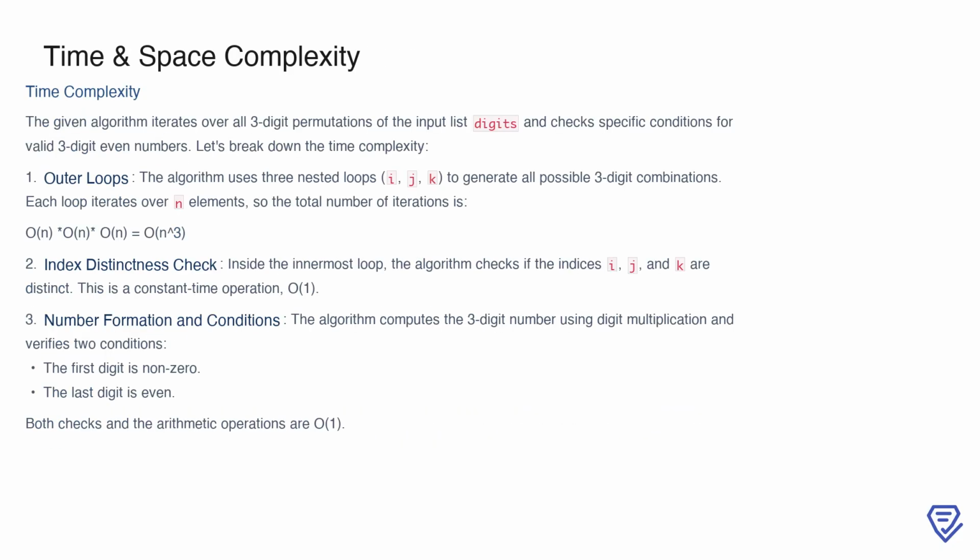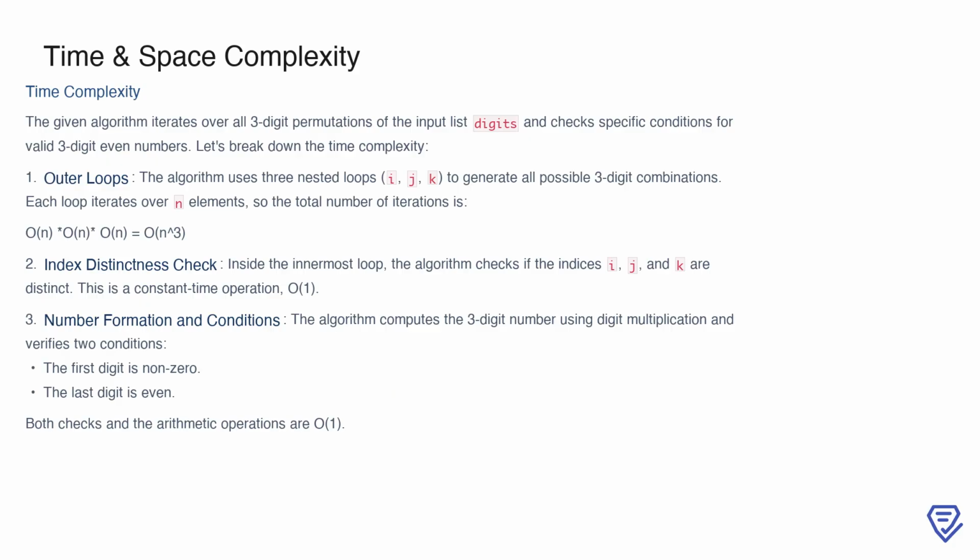To analyze the time complexity of this algorithm, we start with the process of generating all possible 3-digit permutations of the input list. This involves 3 nested loops, each iterating over the n elements in the digits array. Since each loop runs independently through all elements, the total number of iterations is the product of these loops, which gives us O(n) * O(n) * O(n), or O(n^3).